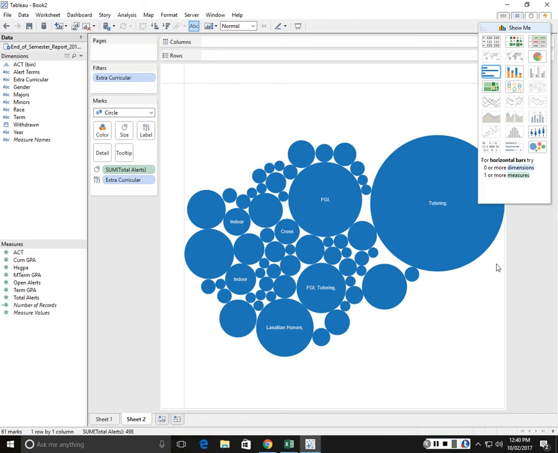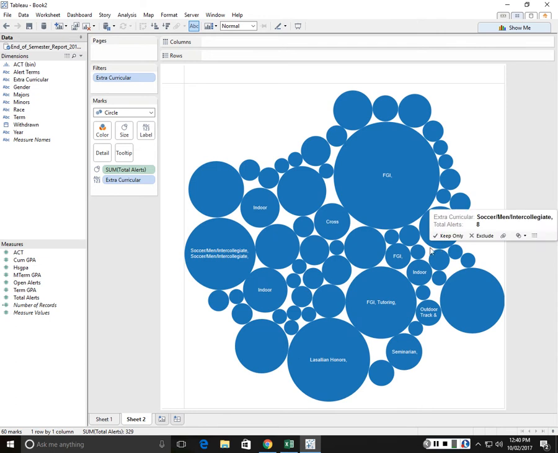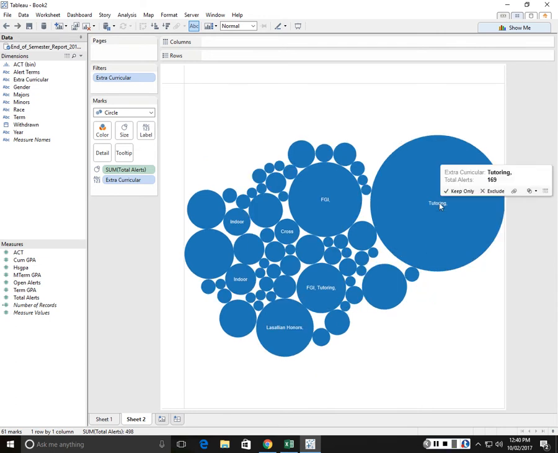Is that helpful? A similar profile? That's interesting. What are those alerts on tutoring processes? No, these are their extracurriculars of the people that have had early alerts.